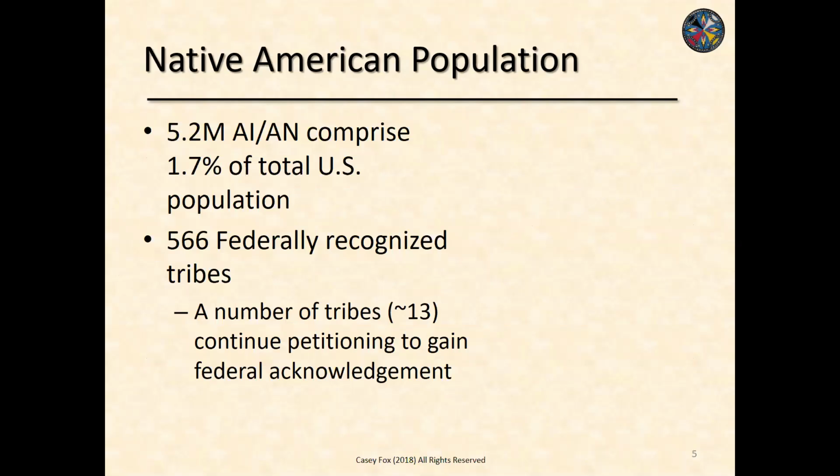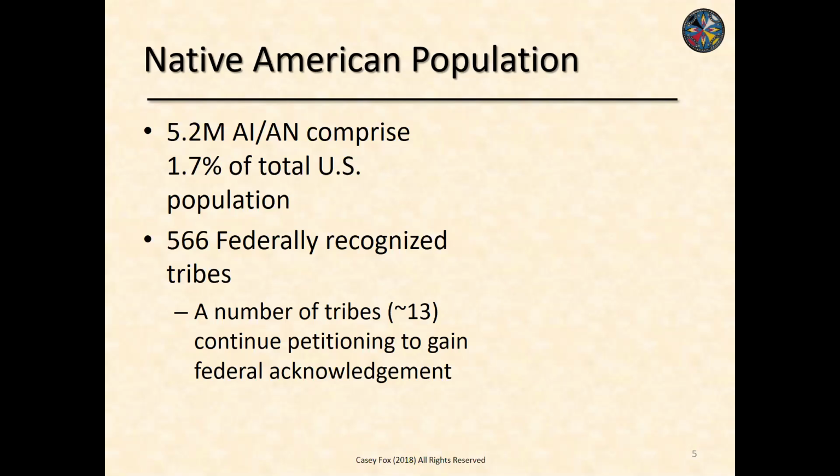I go out and collect data, just like every good researcher does. But what I found is that Native Americans comprise 1% of the population. We have roughly about 5.2 million Native Americans across the country. And out of that, there are 566 federally recognized tribes.